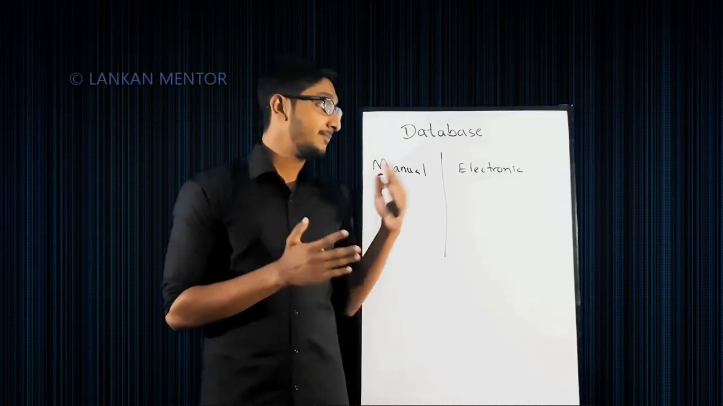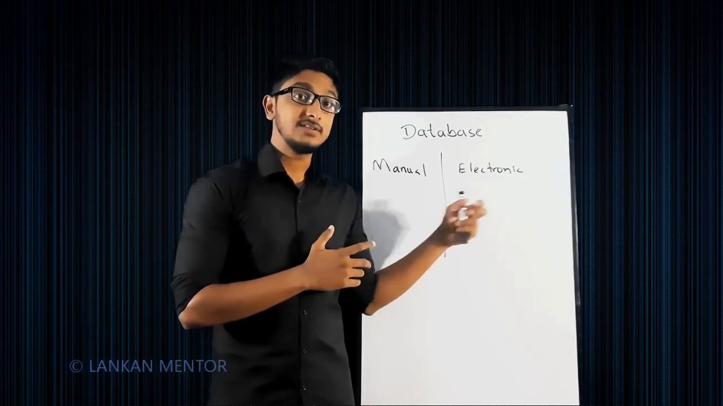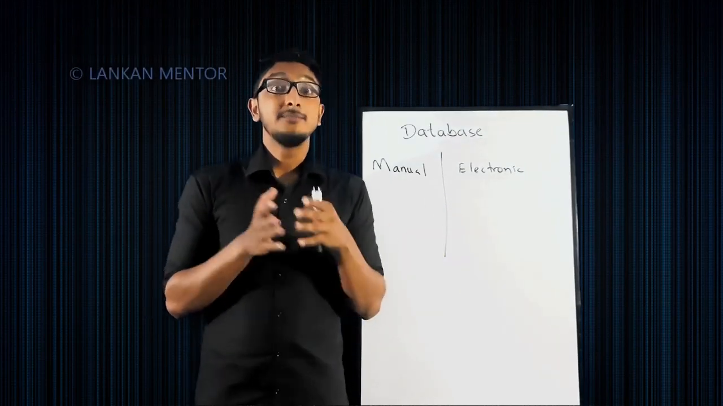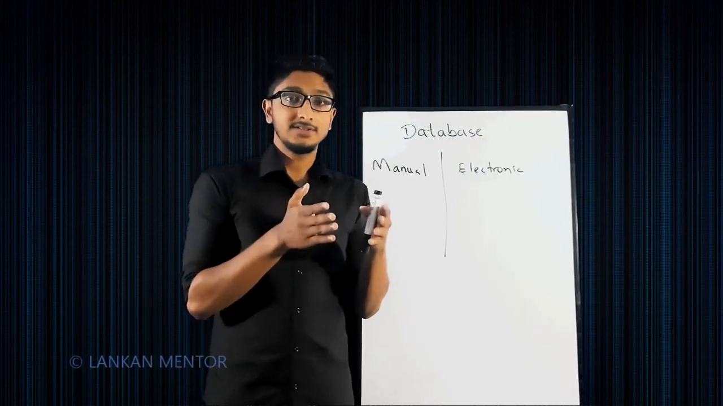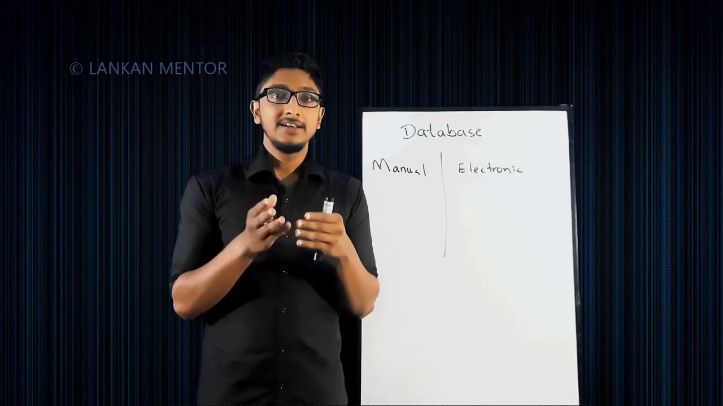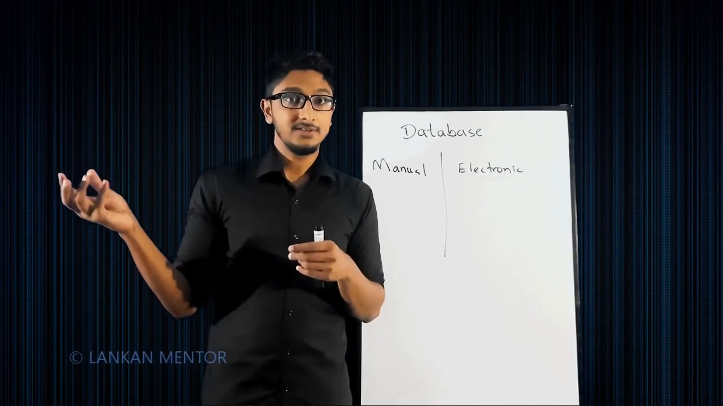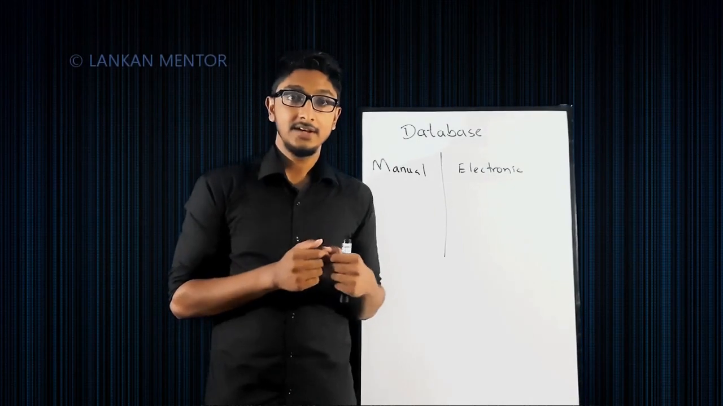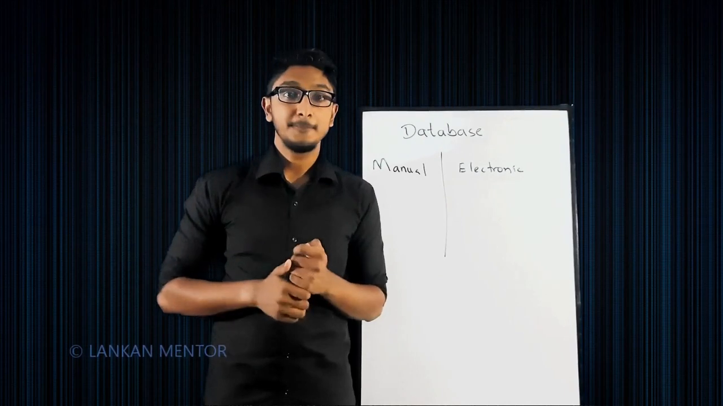But if it is in a computer, if it was in an electronic database, then what is the advantage that you have? If you had stored your data in an electronic database, you can have a backup. Your backup will be in a pen drive or a hard disk. What is a backup? Backup means you are taking a copy of your data and storing it in another place, right? You are taking a copy of your electronic database and storing it in a pen drive or a hard disk and putting it in a safe place.